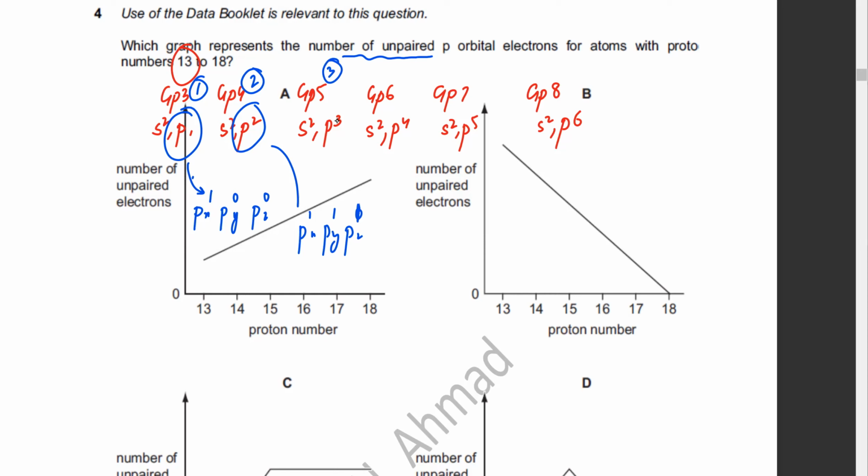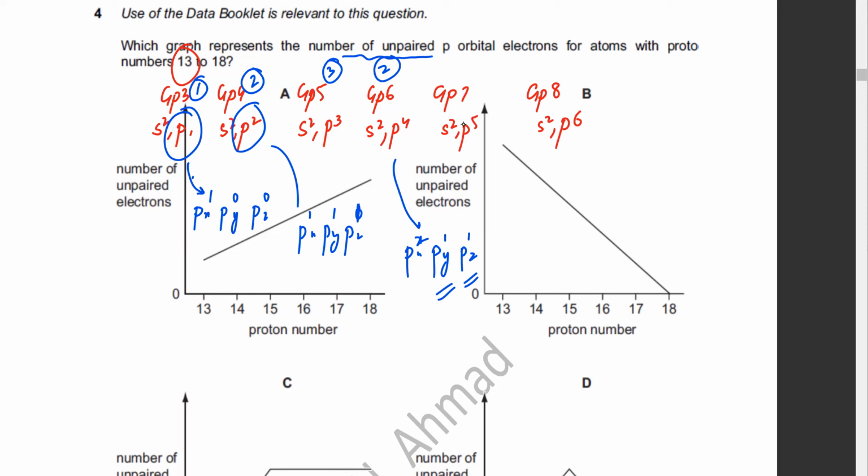When you reach P4, what would happen is that the orbitals would get paired. First, there would be one each, and then the fourth electron would enter the px. So one of them would be paired. So the number of unpaired orbitals would be 2. So you're coming back down. You started off with 1 unpaired p orbital, then you had 2 unpaired, then you had 3 unpaired. Now you are back to 2 unpaired.